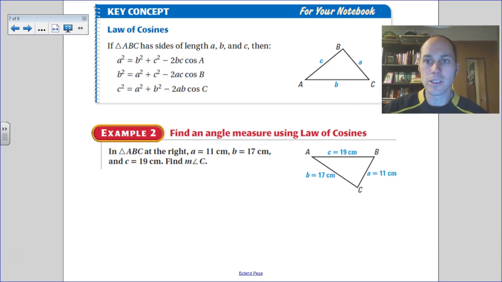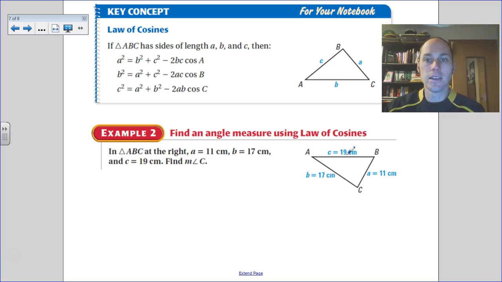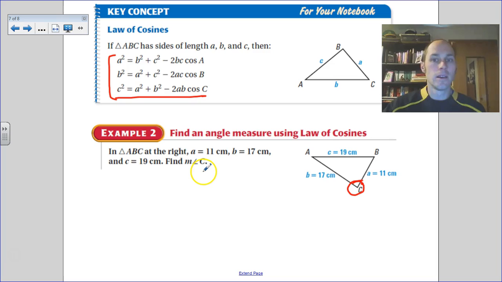So in this case, we're going to use the law of cosines because we just know all three sides of a triangle. That A is 11, B is 17, and C is 19. So we want to find the measure of angle C. So we're going to have to use the law of cosines. So we have to figure out which formula we want to use. Since I want to find the measure of angle C, the only one that uses that is this one down here. So I'm going to fill in the blanks.